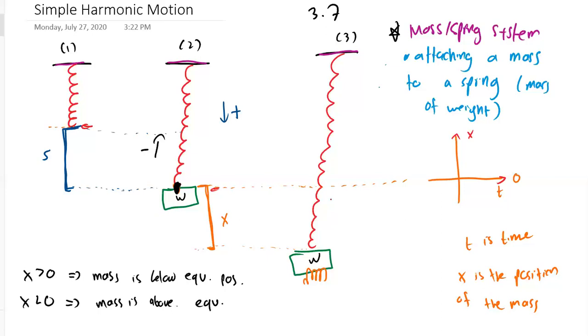And it's called simple harmonic motion because there's one assumption that's key for us to be working with these models. I'll talk about what that assumption is.